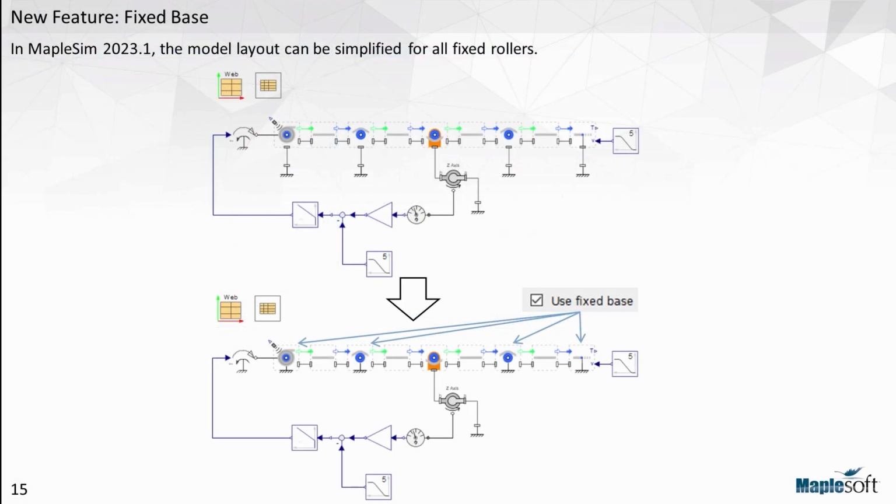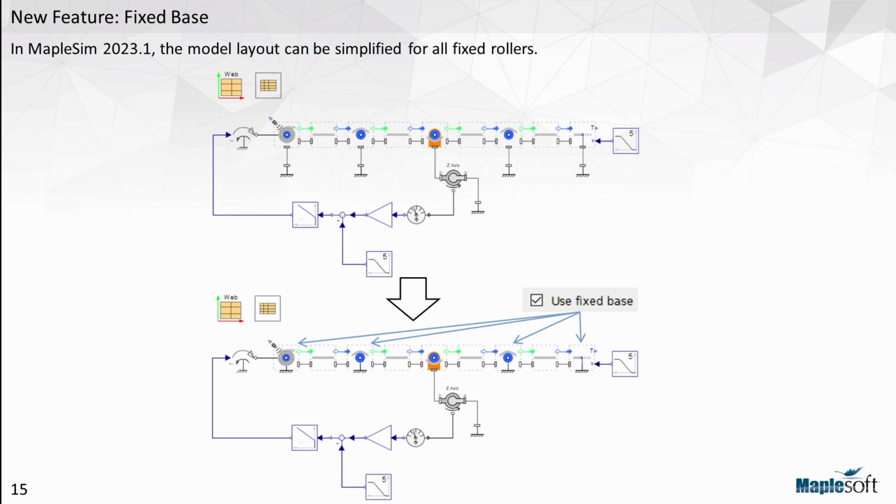Okay, so moving on to a couple of smaller features that were added to 2023.1. First one is the option to not use the fixed frame. If you look at the web line in the top layout, you see that the rollers and the unwind drum and the sync components all connected to a fixed frame. So there are basically two components needed to accomplish that, and that could be tedious, creating a lot more components that you would need.